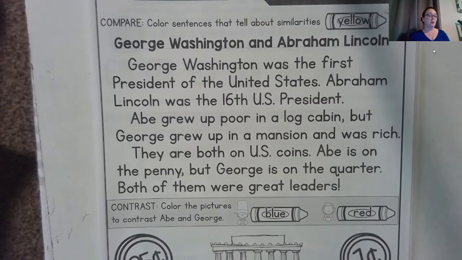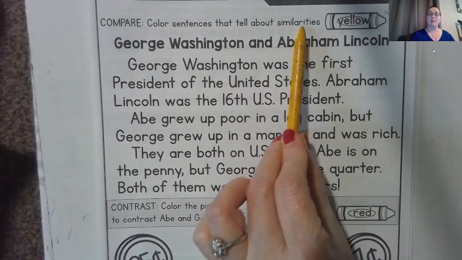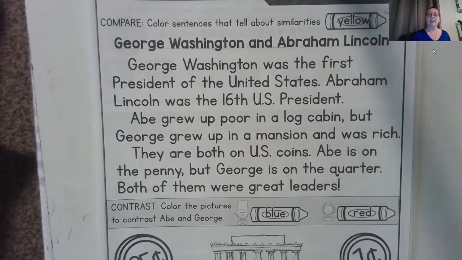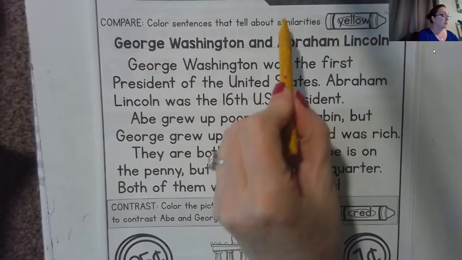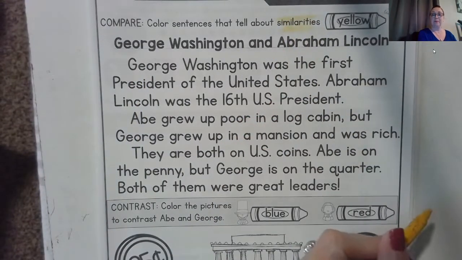So here's where you would take your yellow crayon, and it says to color the sentences that tell about similarities. Similarities, things that they have in common, things that are the same about both presidents. So let's take a look and see if we can find some similarities. So I'm going to color those yellow.